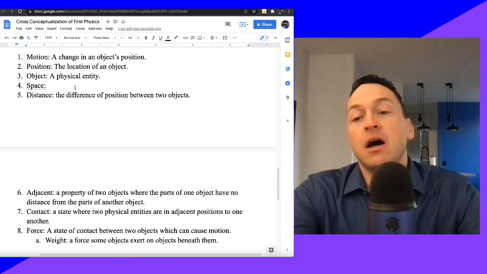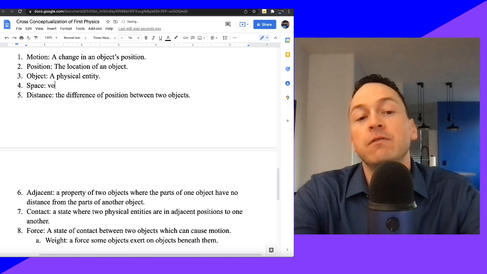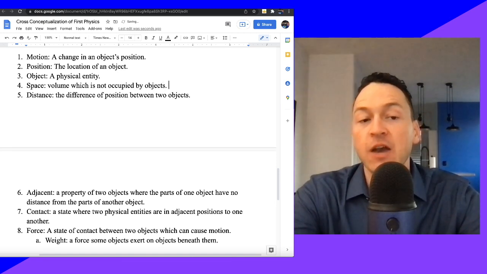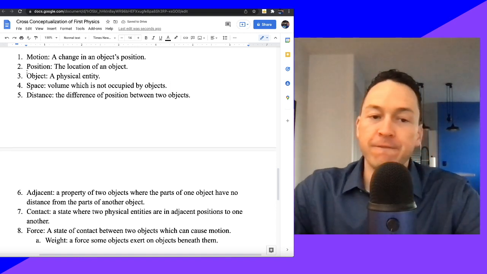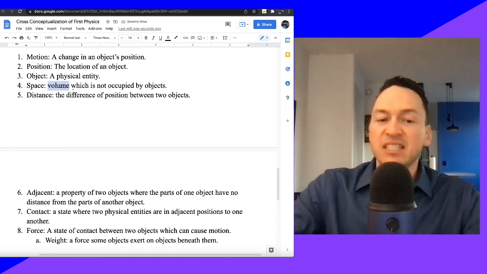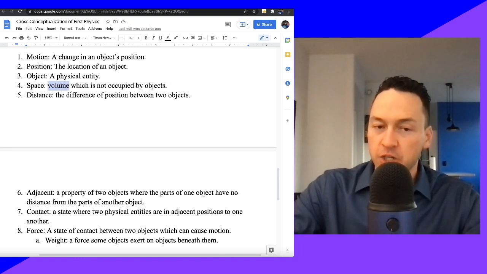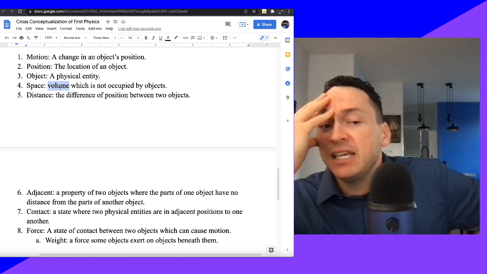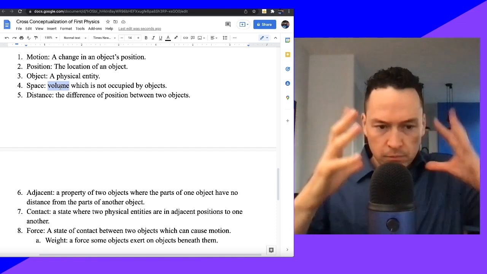Space is volume, which is not occupied by objects. Okay, well, volume in this context is really just referring to space. Okay, well, can space be perceived?